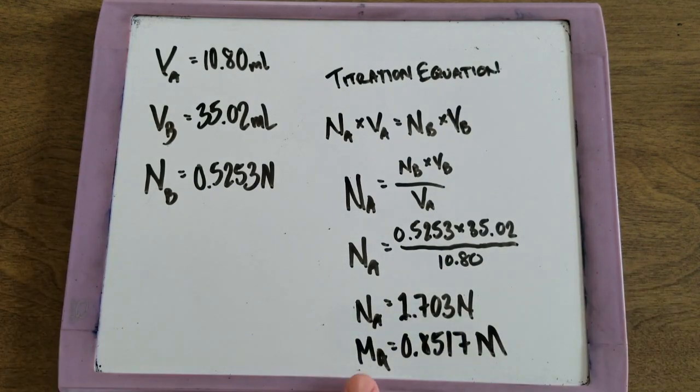We get for a final answer that the molarity of the acid was 0.8517 molar. The bottle was listed as 0.75 molar, and so this is within reason, knowing how those things are measured and created, but definitely not quite the 0.75 that it was listed.